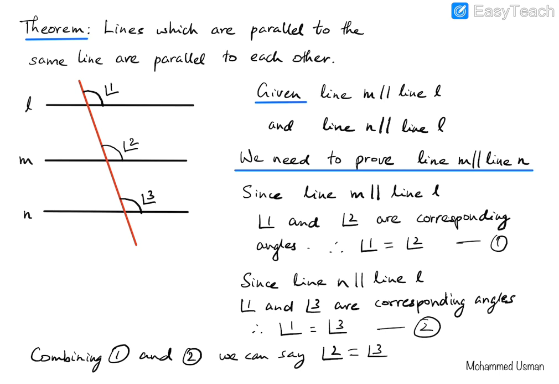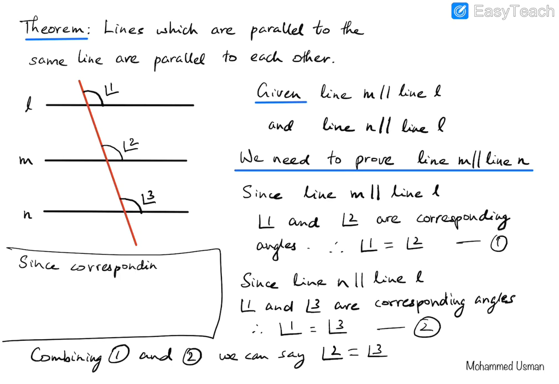Okay, so we can say angle 2 is equal to angle 3. And now let me write the conclusion in this box here. Since corresponding angles angle 2 and angle 3 are equal, line M is parallel to line N. Okay, so we have proved that line M is parallel to line N because the corresponding angles 2 and 3 are shown to be equal by these two equations, equation 1 and equation 2.